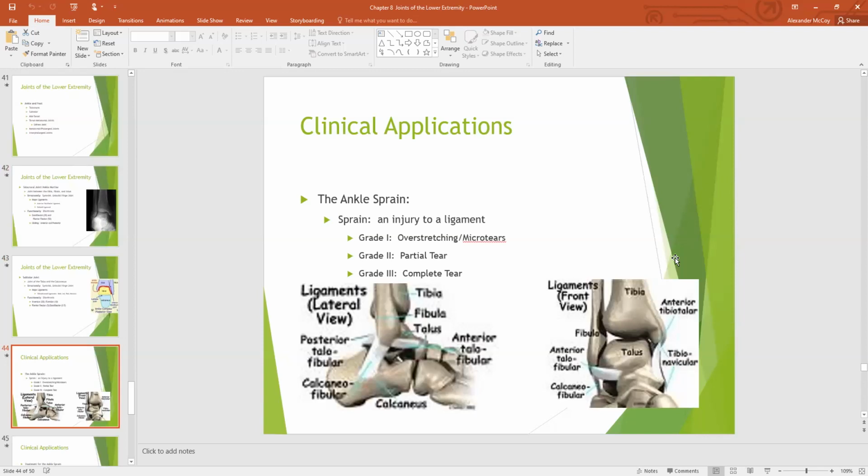Ankle sprains. How many of us have had one of those? We still kind of grade it in grades. It could be just minorly pissed off to completely torn. If you've played soccer or basketball or something like that, you have probably experienced one of these.